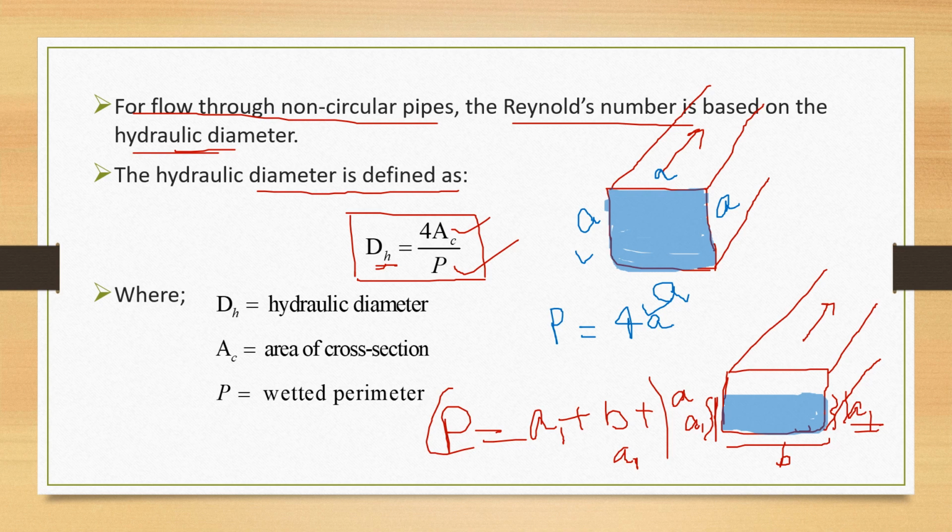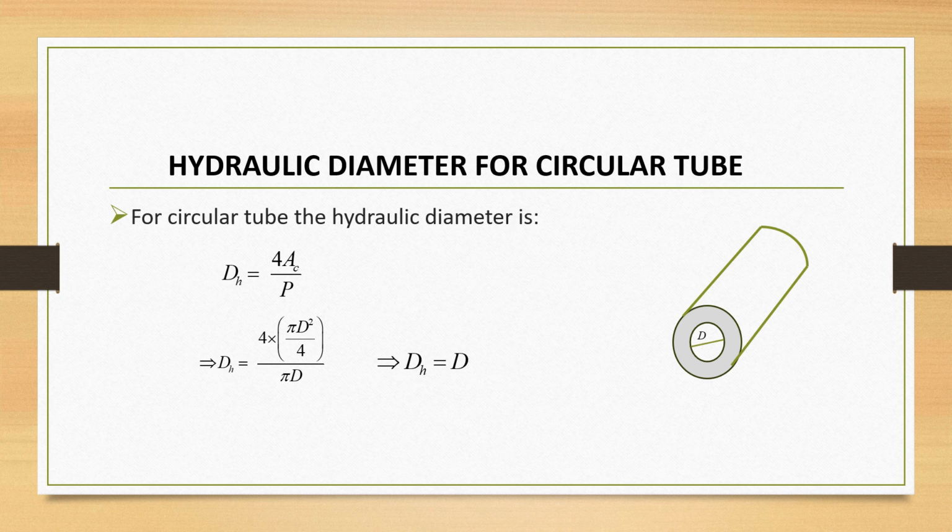So let's now move on to the next slide. Now let's see how we write the hydraulic diameter for a circular tube. Suppose this is our circular tube, this is the inner part of this tube, and it has a diameter of D and a circular cross section. Look here, we have the hydraulic diameter formula as 4 times area of cross section divided by perimeter.